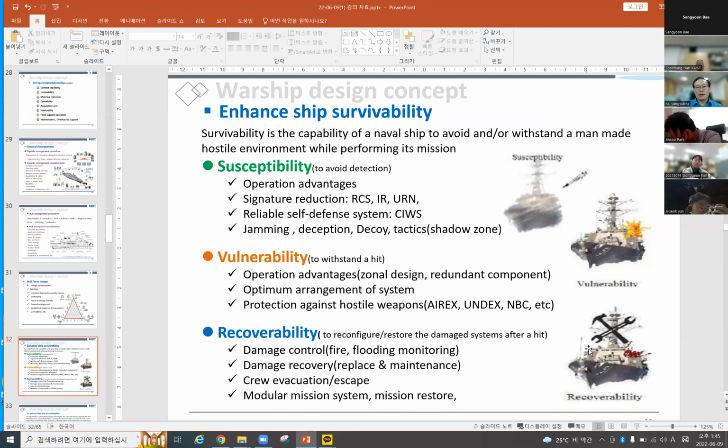And recoverability. Once we are hit, it is the capability to reconfigure and restore the damaged system after the hit. For example, damage control, fire and flooding monitoring, replacement and maintenance, crew evacuation and escape, and many modular mission systems.